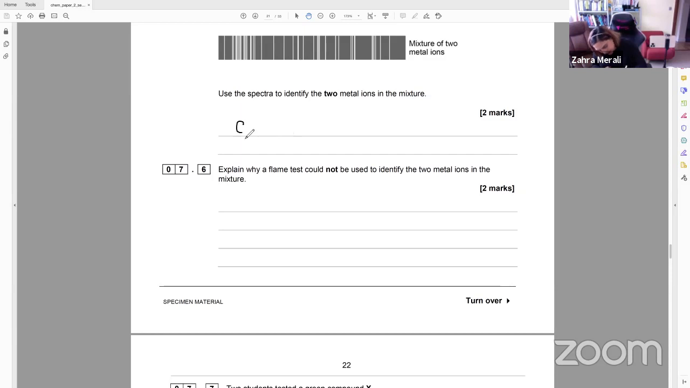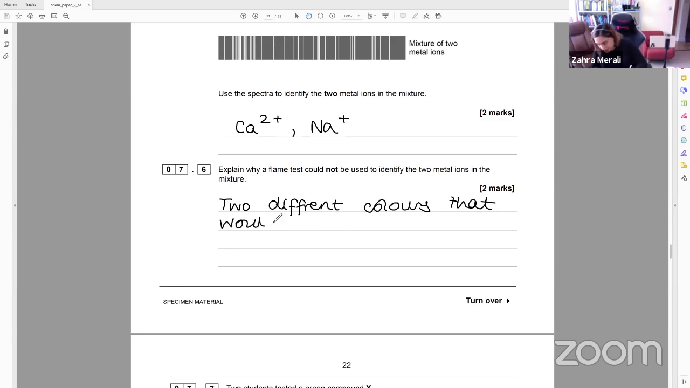Okay, so we said this was Ca2+ and Na+. Now explain why a flame test could not be used. The problem is, a flame test is useful when you've got one thing and you want the color to come out really bright. We know that calcium comes out like an orangey red, sodium comes out yellow, but when you mix them together, the colors will mask each other. So the reason you can't use a flame test is because you have two different colors that would mix and mask each other.